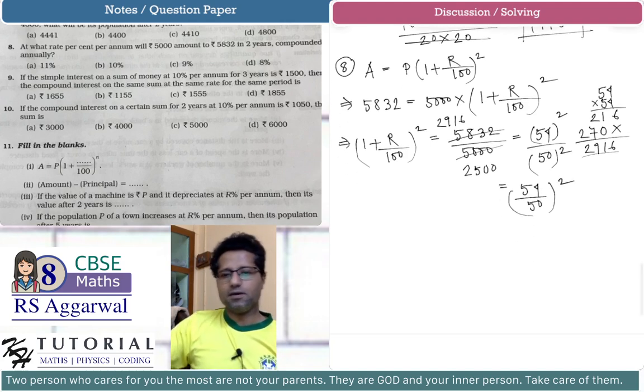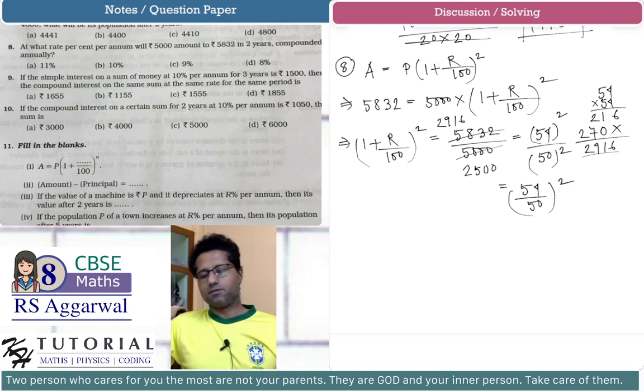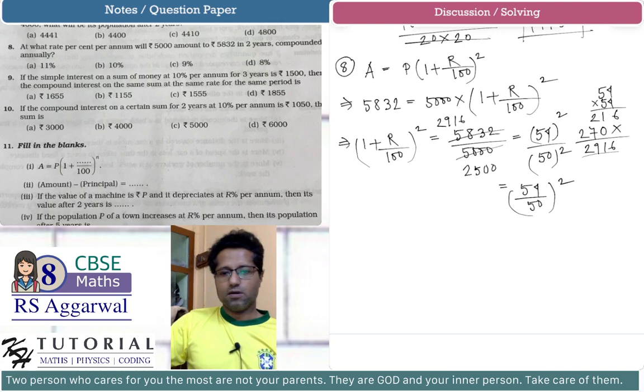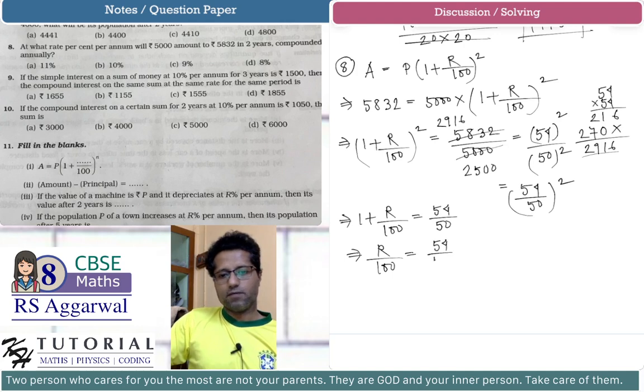So now we can see that both the left hand side and the RHS are exponential terms having the same power, that is 2. So now we can equate the base, that is 1 plus R by 100 should be equal to 54 by 50. So this will imply R by 100 is equal to 54 by 50 minus 1, this is 4 by 50. This implies R is equal to 100 multiplied by 4 by 50. This is equal to 8. So R is 8% per annum.